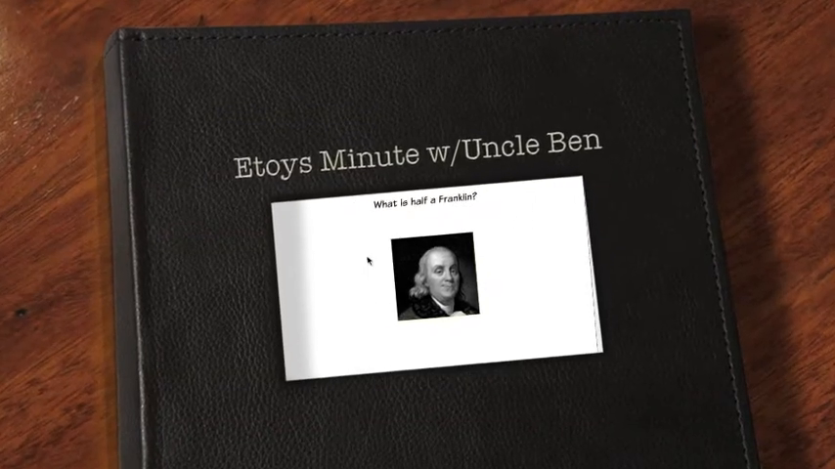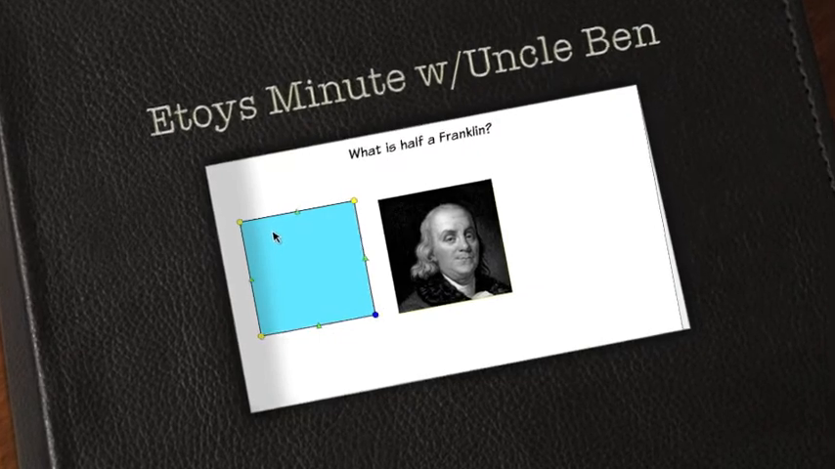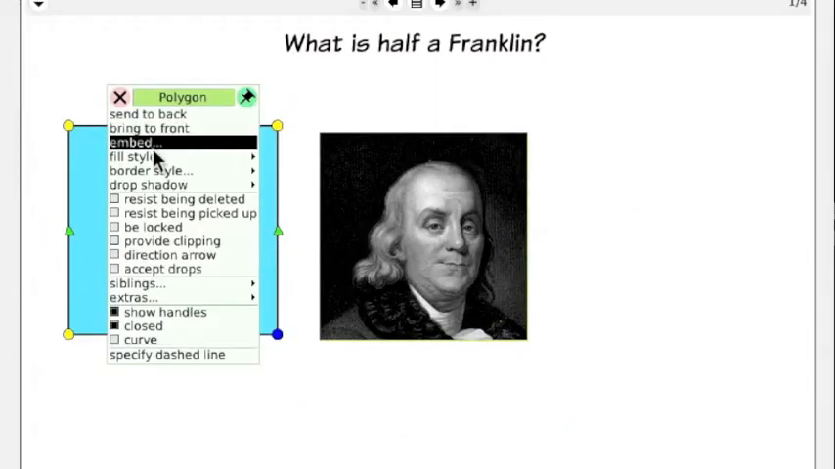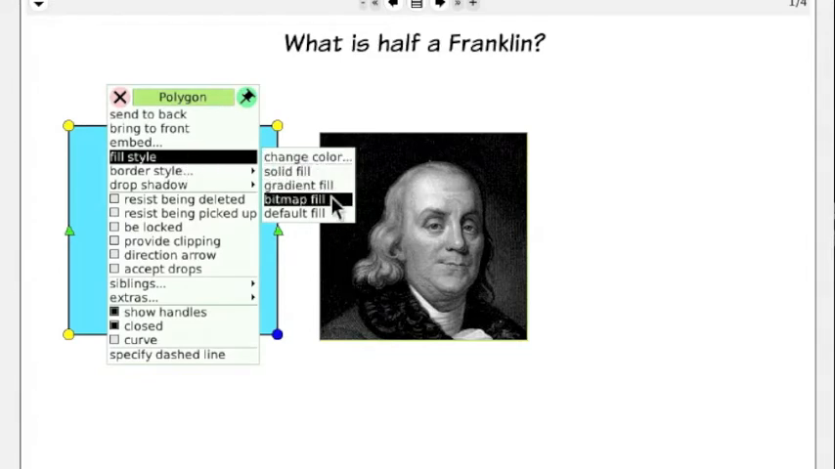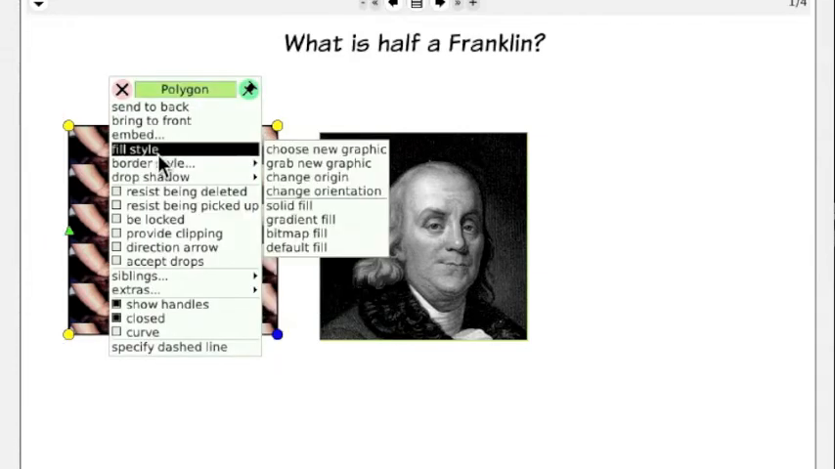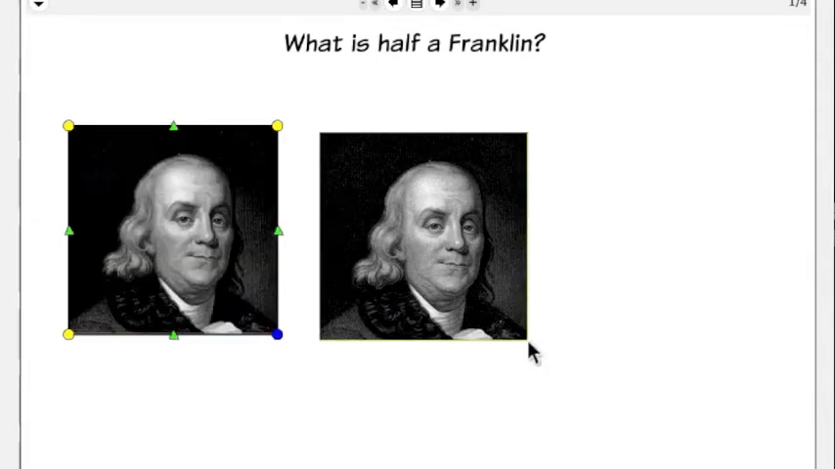So what is half a Franklin? Well, here I have a polygon. Now that's not quite a Franklin, but you can change the fill style to a bitmap fill. Well, that's not the image I want. So what I'm going to do is go to fill style and grab a new graphic. And we'll grab our picture of Uncle Ben. And there I have Uncle Ben.